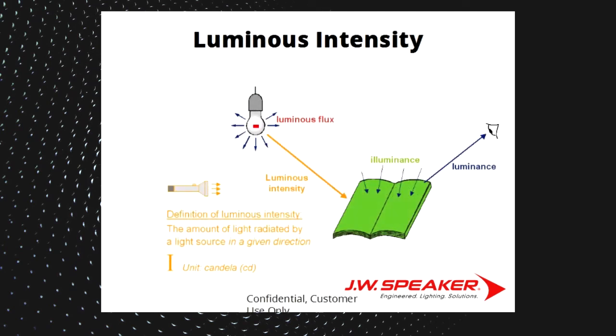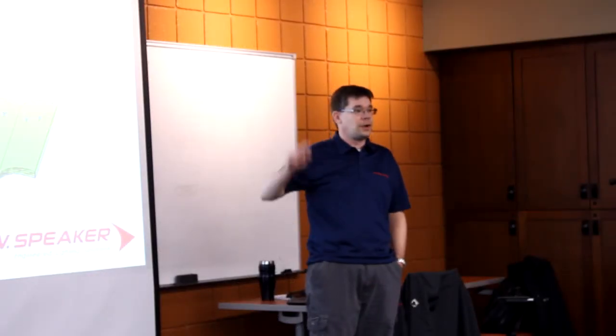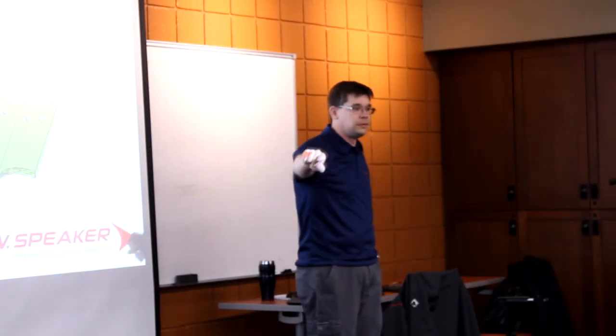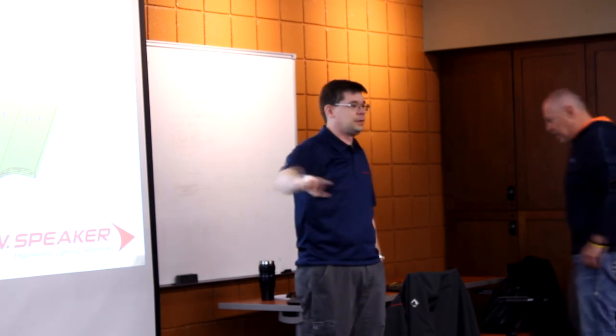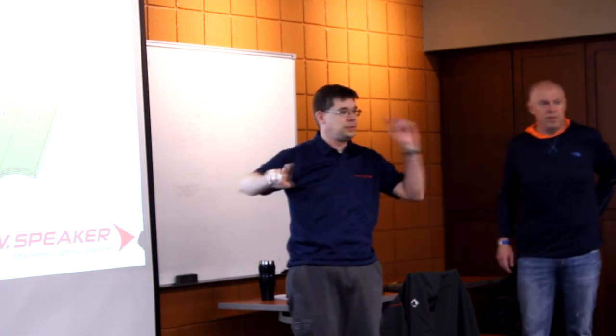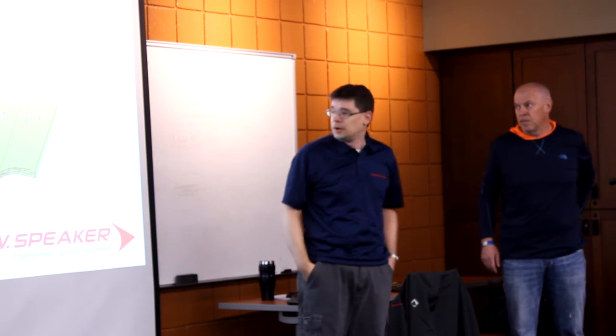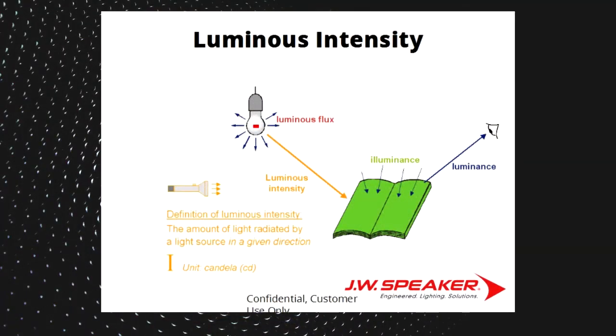So the next one from the left of the screen, after we talk about luminous flux, we go on to luminous intensity. Luminous intensity is the amount of light radiated in a given direction. So coming off that source, going in this direction, we're talking about intensity. The intensity coming here might be different than the intensity going here. The unit that we talk about for intensity is candelas. It's also a term that we use often around here for our products.